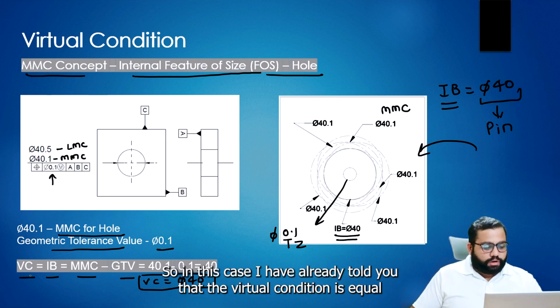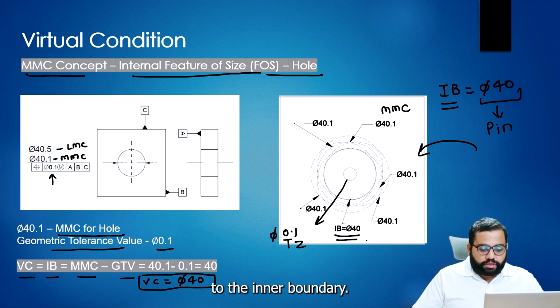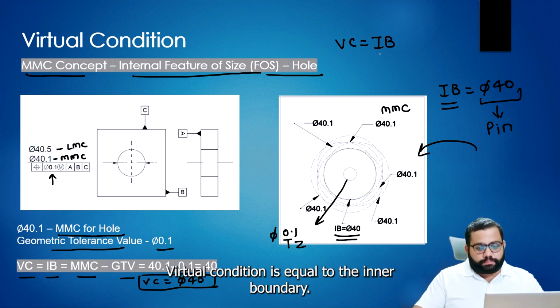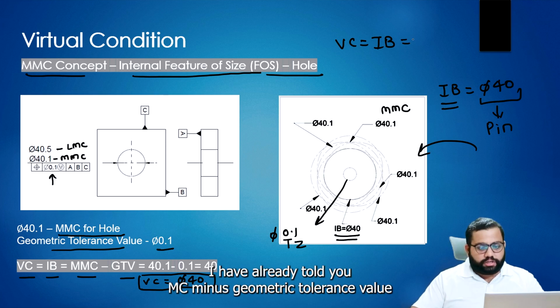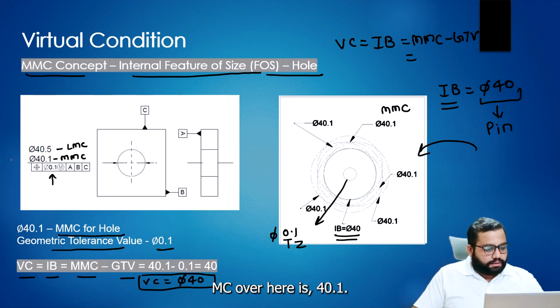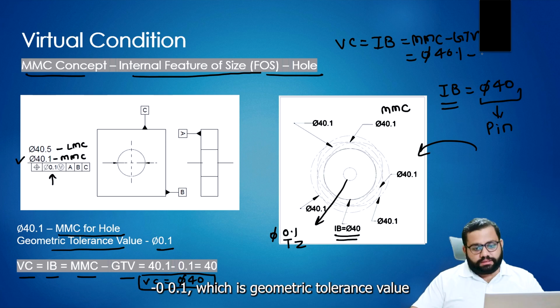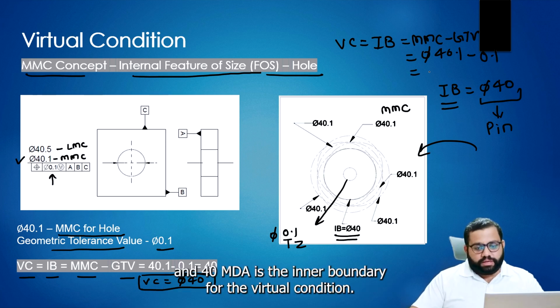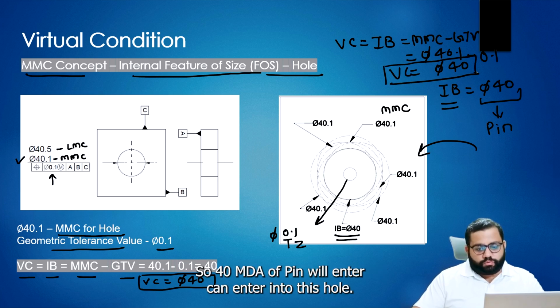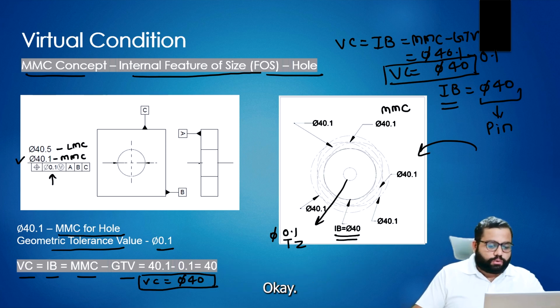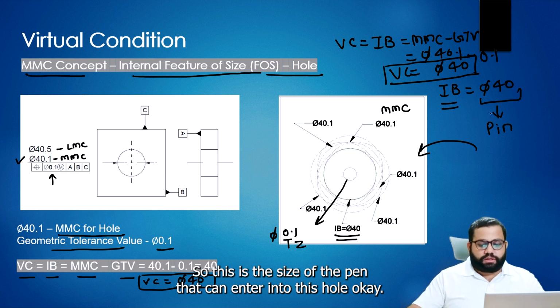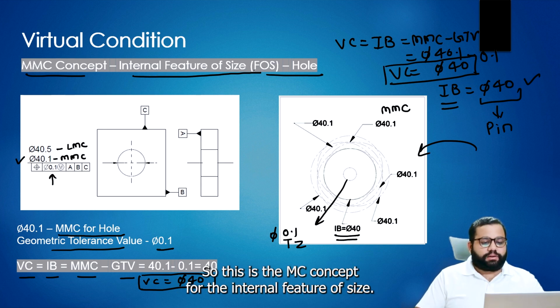In this case, I have already told you that the virtual condition is equal to the inner boundary. The formula of inner boundary is MMC minus geometric tolerance value. MMC over here is 40.1 minus 0.1, which is the geometric tolerance value, and 40 mm dia is the inner boundary or the virtual condition. So a 40 mm dia pin can enter into this hole. This is the size of the pin that can enter into this hole. So this is the MMC concept for the internal feature of size.